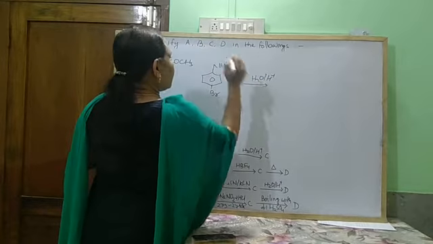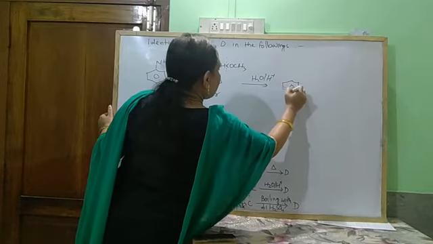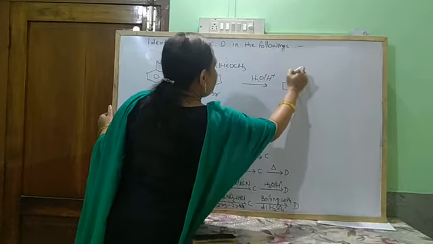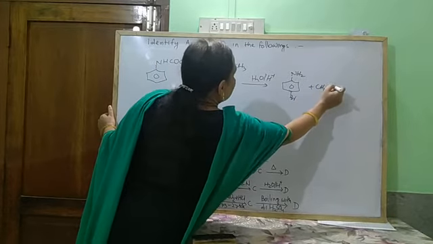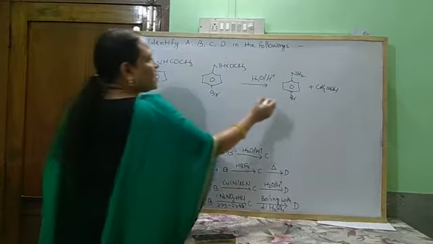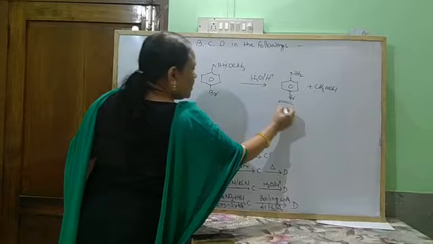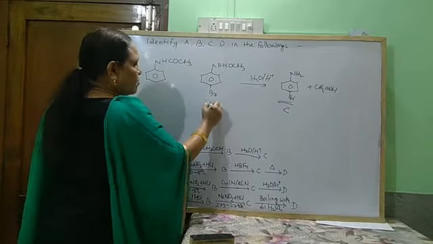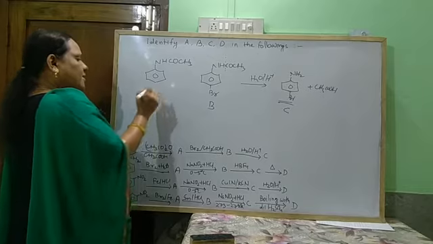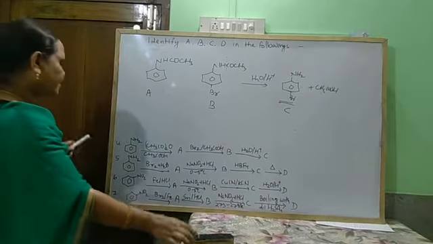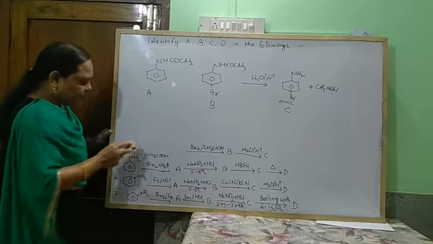Again hydrolysis takes place, so it gives rise to acetic acid, and this forms para-bromoaniline. So C is para-bromoaniline, B is para-bromoacetanilide, and A is acetanilide. Next, come to question number 5.